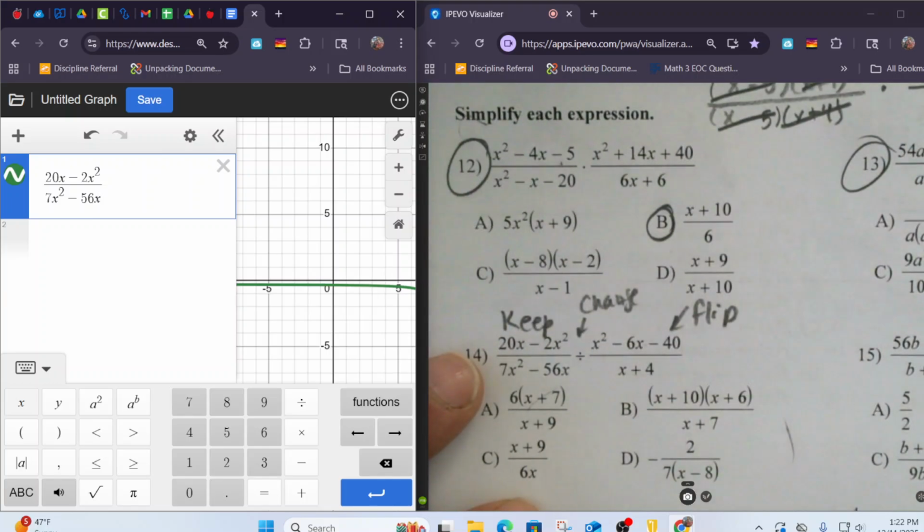Wait, what is keep? You keep the first fraction the same. So you change division to multiplication, so 2x squared, 20x minus 2x squared. Okay, yeah. And then you just flip that upside down. You put the denominator on the top, x plus 4. Because that's all you're doing algebraically anyway.